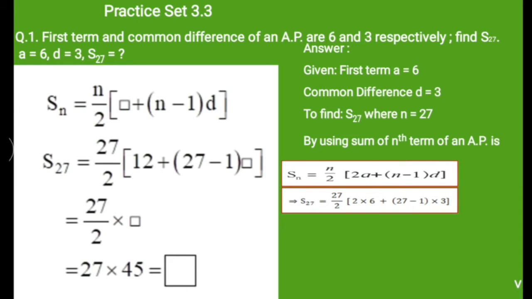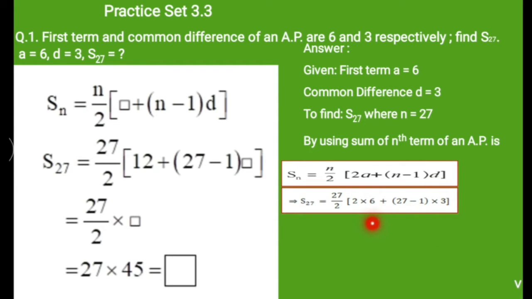Now we substitute the values. So we substitute n as 27. So in left hand side we get S27 equals, in right hand side we replace this n by 27. So we get 27 by 2 in bracket. Here we replace this a by 6. So we get 2 into 6 plus we replace this n by 27. So we write 27 minus 1, and we replace this d by 3.